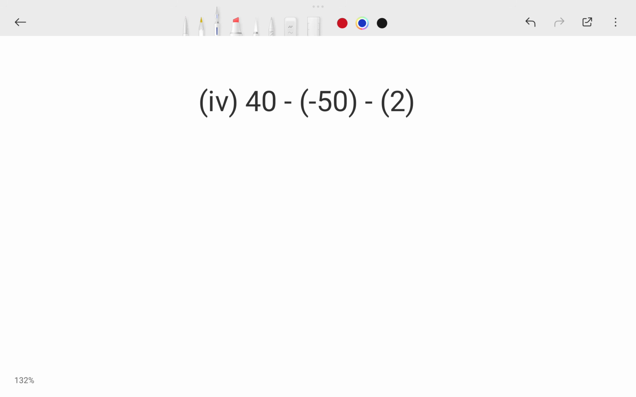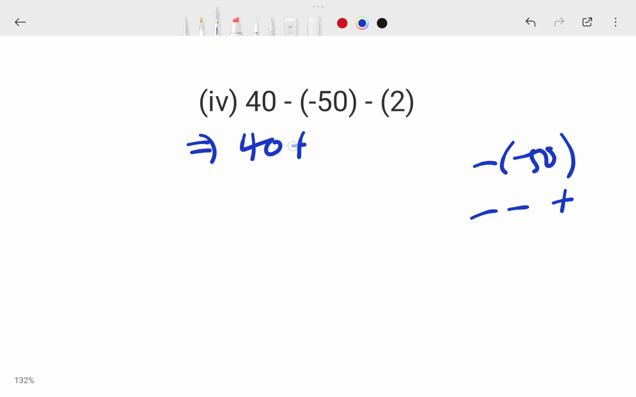So in the fourth question, what we have to do, just take the 40. Okay, just take the 40 minus, okay, it is given minus and minus, and that's 50. So minus minus, it is plus now. So write the plus symbol here, and that's going to be 50, and then minus 2 again. Now what you can do, just add this one. Okay, so it is addition only now. 40 plus 50, this is going to be 90.